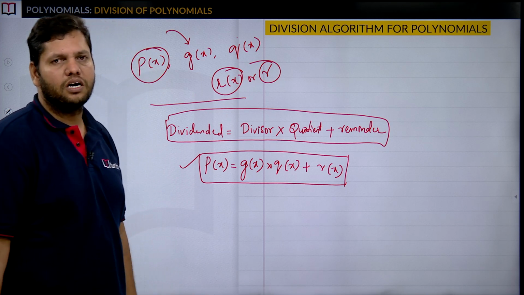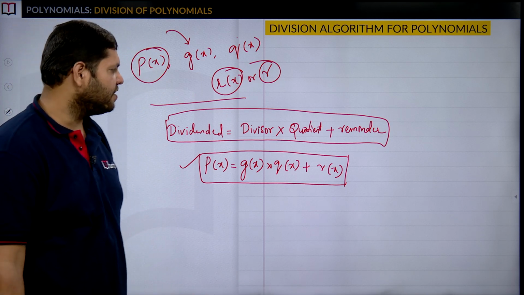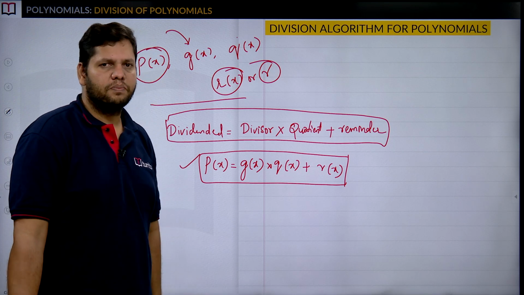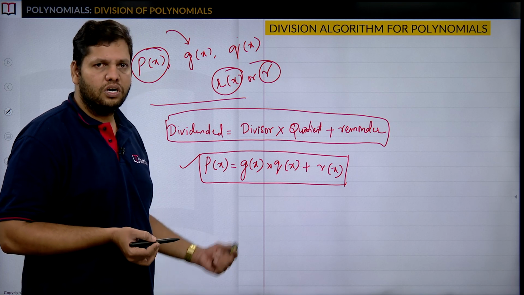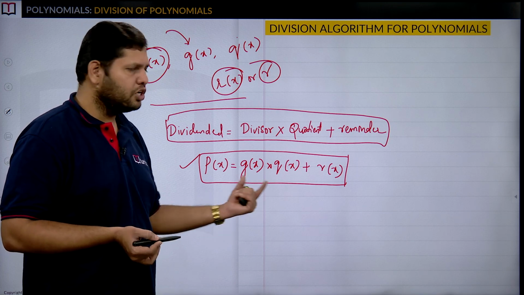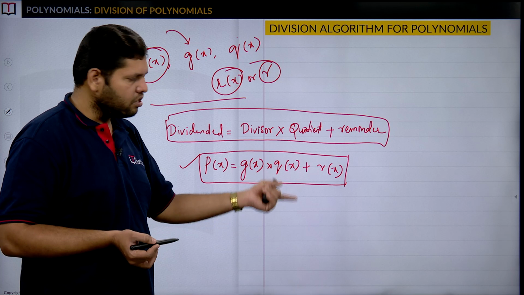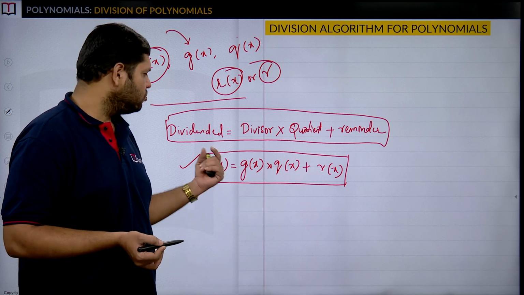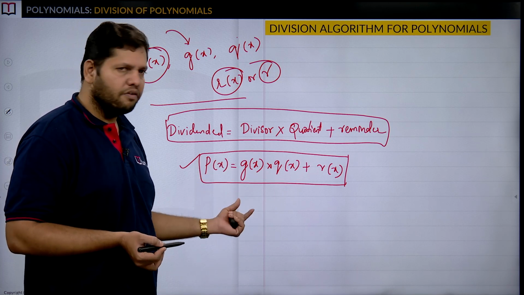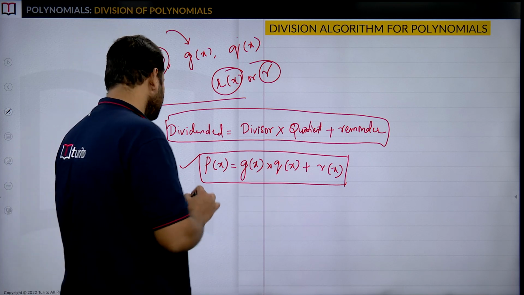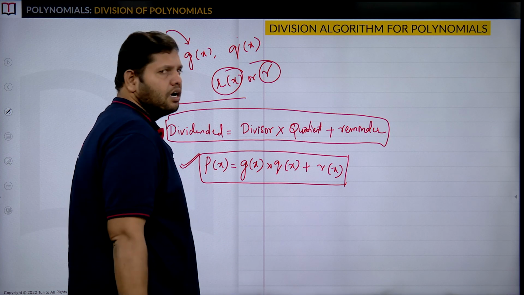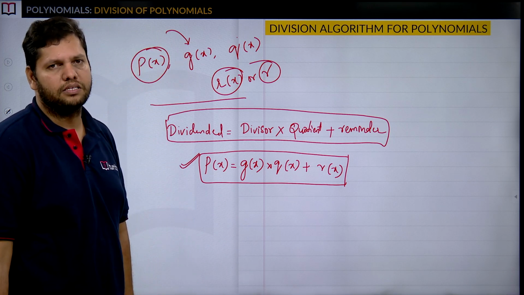Clear, children? Any doubts regarding this condition or statement? It is very simple. We can write p of x is equal to g of x into q of x, where g of x is the divisor, q of x is the quotient, and r of x is the remainder. So p of x is equal to g of x into q of x plus r of x. Clear, children? This is the division algorithm for polynomials.